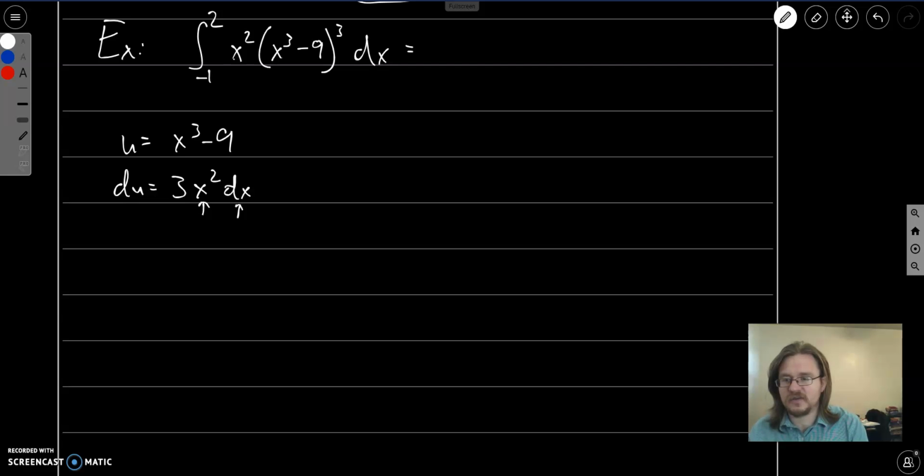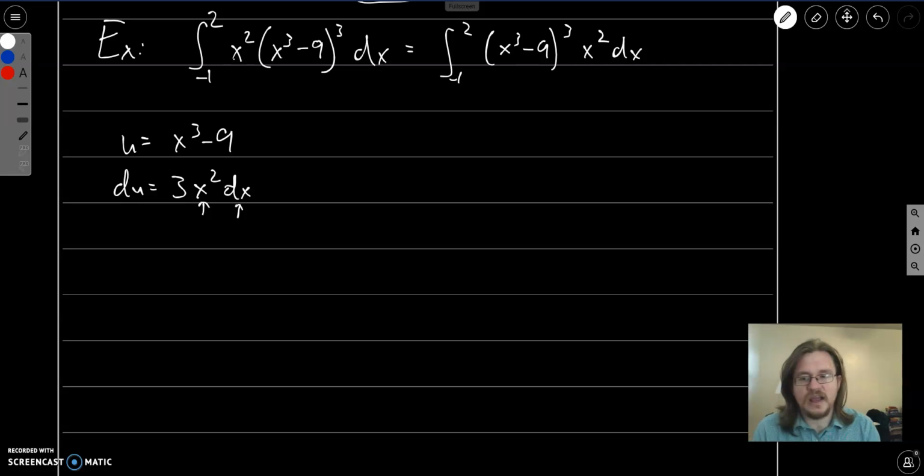And since the x squared dx are sort of together, I'm going to rearrange this just a little bit so that it's a bit easier to see. I'll move the x squared to the other side. We've got x squared dx. And now I can see that I have my x squared dx, but let's solve for that. I've got x squared dx. I'll divide both sides by 3, so this will be 1/3 du. And now I can come back and make my u-sub.